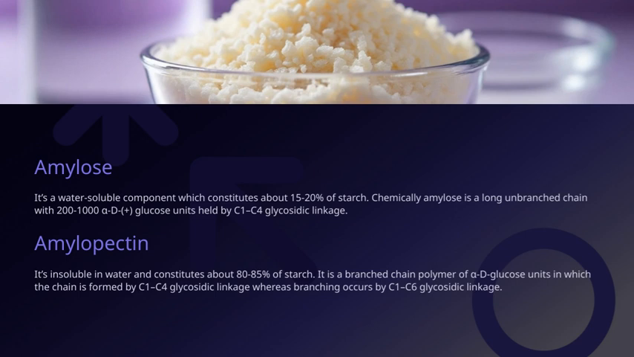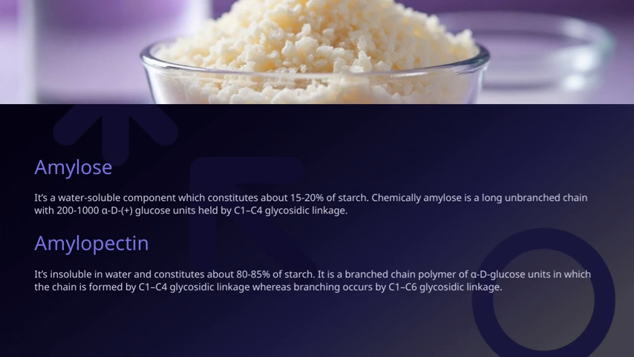The key thing to remember here is how the chain is formed. It's connected mainly through C1 to C4 glycosidic linkages, but the branches occur via C1 to C6 linkages. This branching structure is what provides the unique properties of amylopectin, like its digestibility and how it interacts with water.